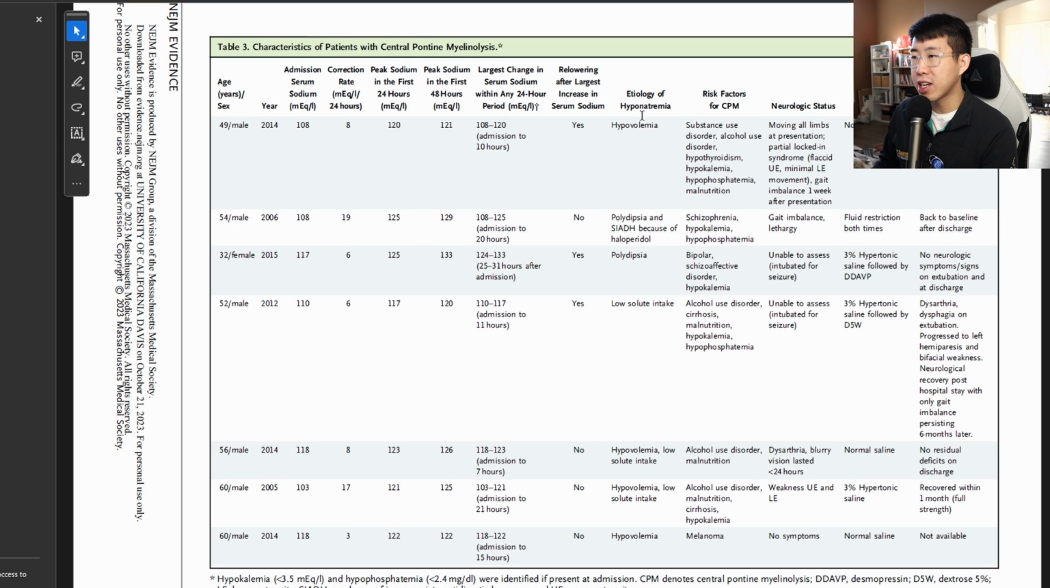They looked at the etiology of the hyponatremia. So you can see hypovolemia, several cases of polydipsia and low solute intake. And then more episodes of hypovolemia. And so again, if you look at their risk factors for developing CPM, almost all of these patients had some form of poor nutrition or electrolyte abnormalities.